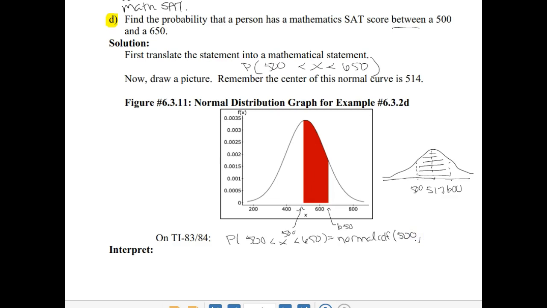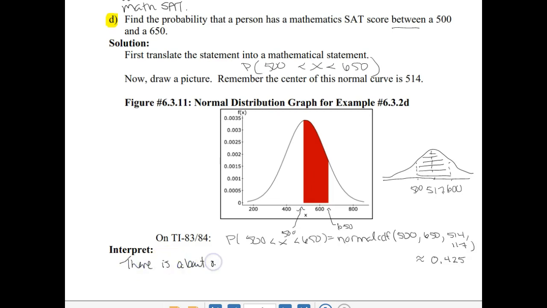Again, both of our endpoints now are finite. We don't have any infinities, so the left endpoint, our region starts at 500, the right endpoint is at 650, and then our mean is still 514, and our standard deviation is still 117. And so if we compute that, that comes out to be about 0.425.